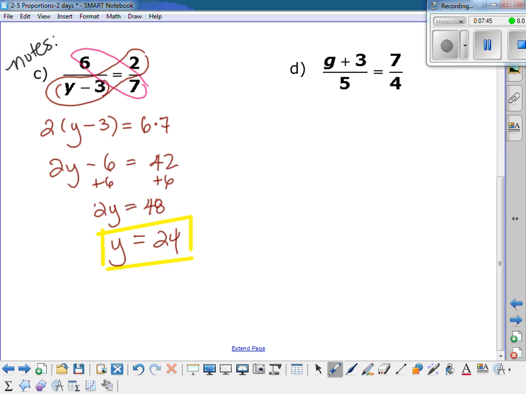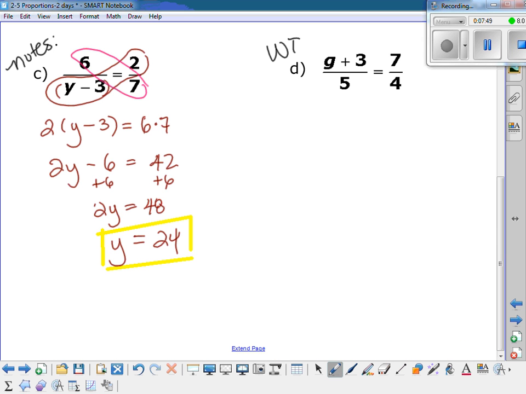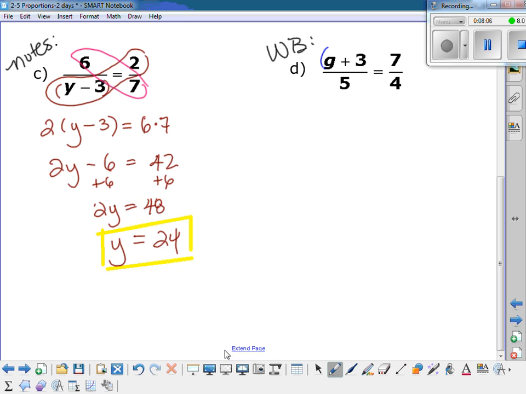All right, so this next problem I want you to try on your own. Pause the video and see if you can figure it out on your own. Okay, so again, what you need to do on these is remember this is a group, and so I'm going to multiply 4 times (g plus 3), and that's going to equal 5 times 7.